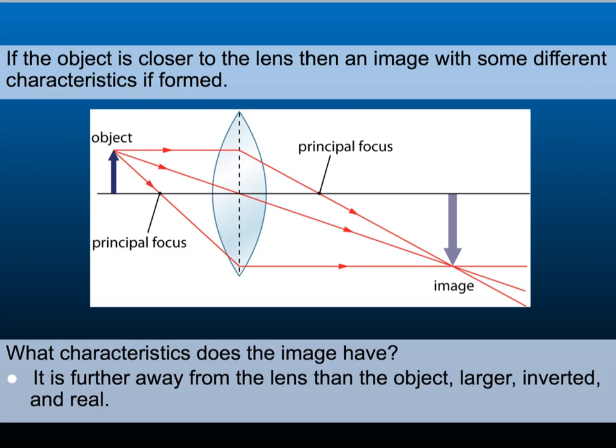Okay, so if you had a go at that, you should have found that your diagram looks something like this. If the object is closer to the lens, then the image will have different characteristics. Characteristics that this image has is that it's further away from the lens than the original object. It's larger, it's inverted, so it's upside down, and it's also real because we can place a screen there to focus our image.